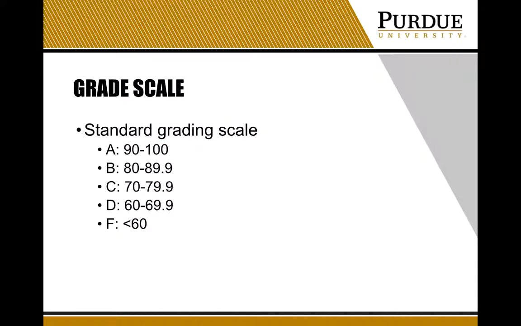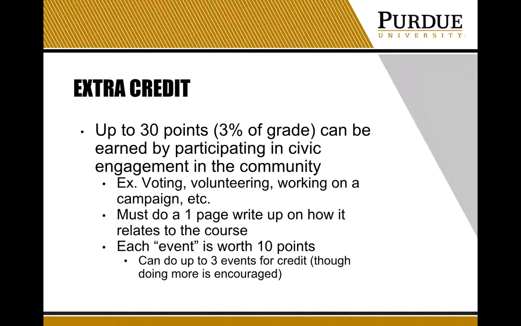The grading scale, it's a standard grading scale. I don't think I need to go into this any further, but above a 90 is an A, no A pluses or A minuses, anything like that. And finally, extra credit. We're going to be dealing with up to 30 points of extra credit, so that's 3% of your grade. This is any sort of civic engagement. This is things like voting, volunteering, you can work a campaign.